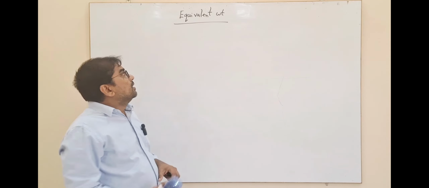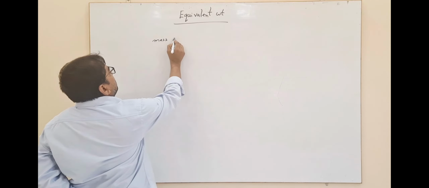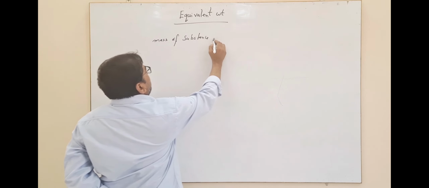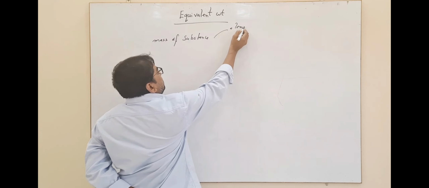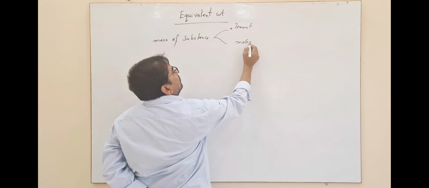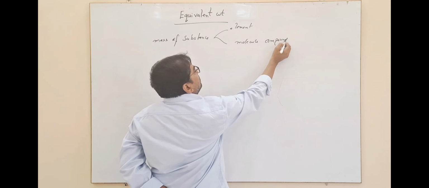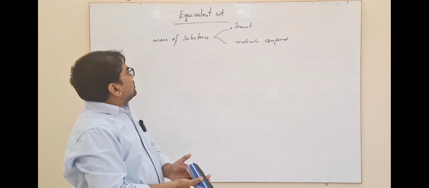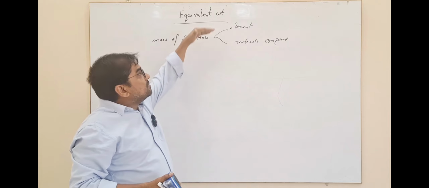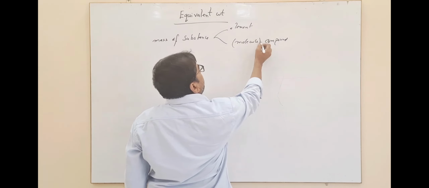Equivalent weight. It is the mass of a substance, whether it is an element or a molecule, that is, a compound. What is equivalent weight? It is the mass of a substance. The substance may be an element or a molecule, that is, a compound.